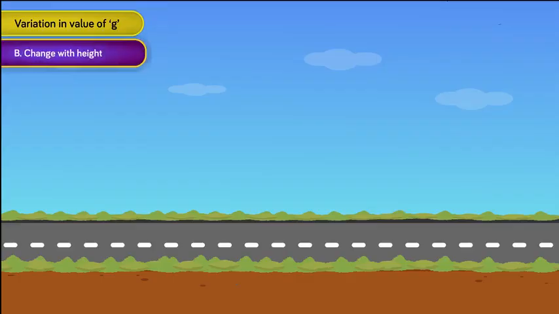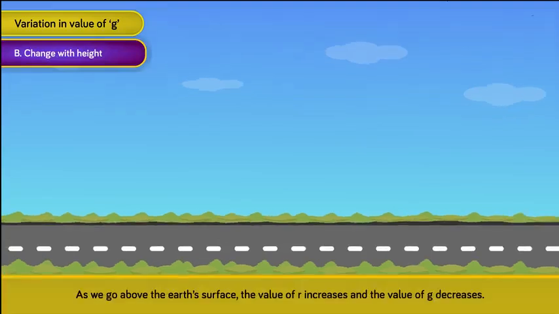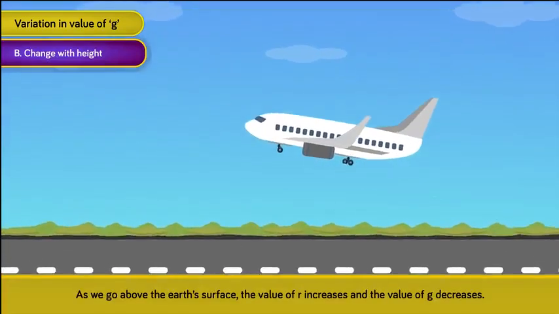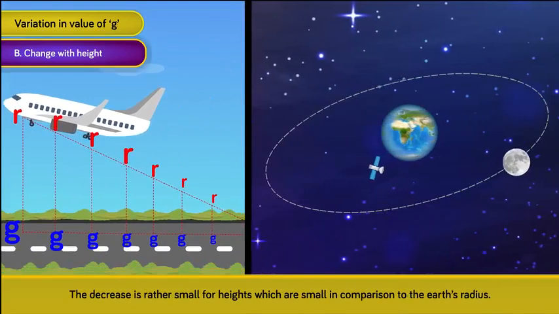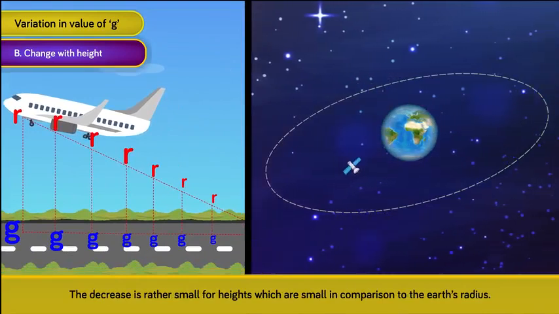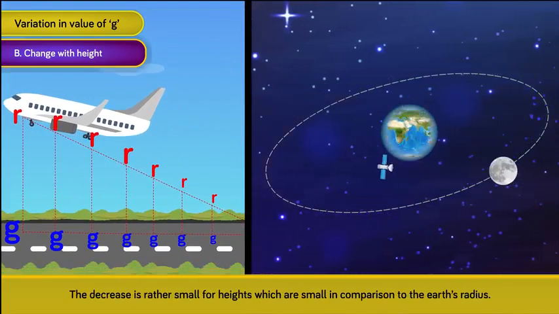Point B. Change with height. As we go above the Earth's surface, the value of r in equation 4 increases and the value of g decreases. However, the decrease is rather small for heights which are small in comparison to Earth's radius.